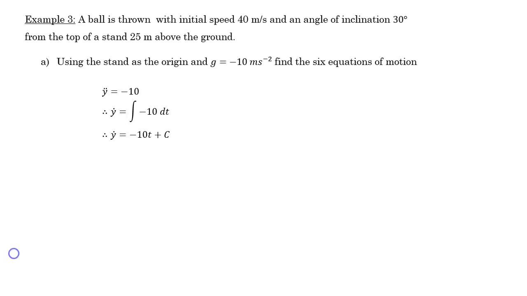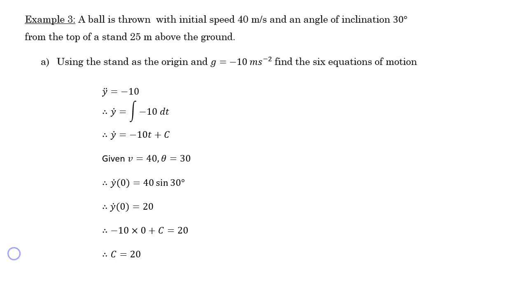So I integrate that and I get -10t plus some constant. And again, from our initial conditions, we know that our initial vertical velocity, right, is 40 sine 30, which is 20 meters per second. So substituting in t equals 0 and y dot equals 0, we find that our constant is equal to 20. So our second vertical motion equation is y dot equals -10t plus 20. That's 2 of our 3.